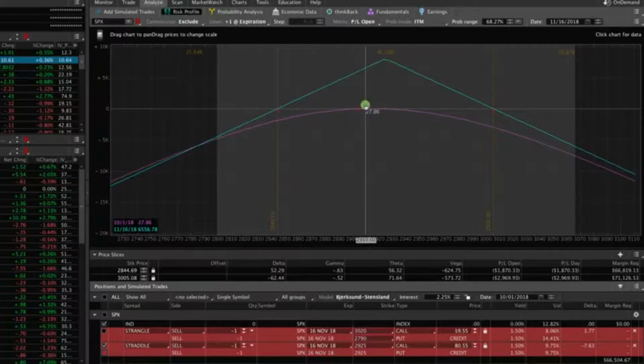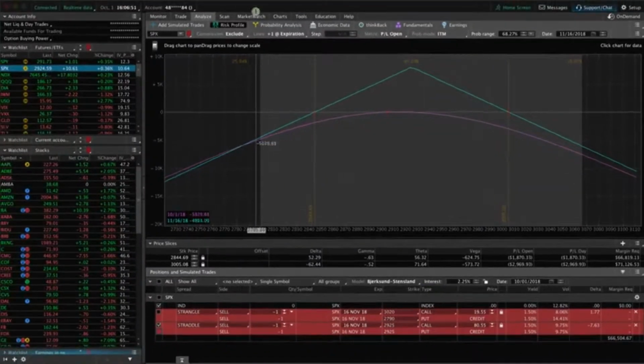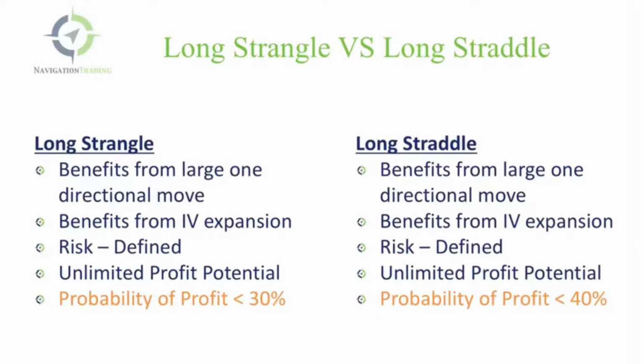At Navigation Trading, we definitely trade more short strangles than we do short straddles because we like that higher probability of success and we're okay capping our profits at a lower potential. Okay, now let's go back to the slides and determine the difference between a long strangle and a long straddle.